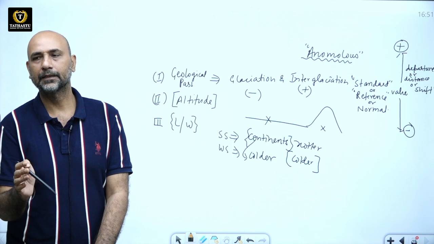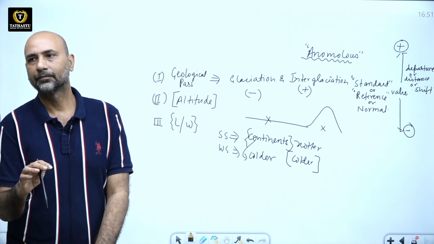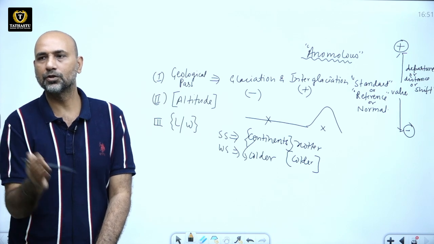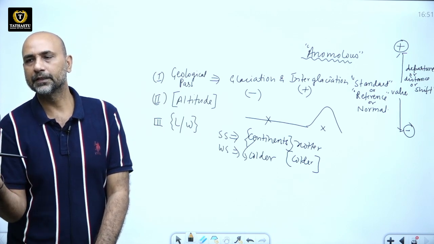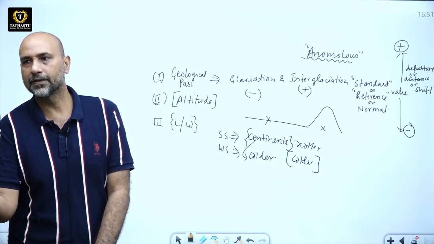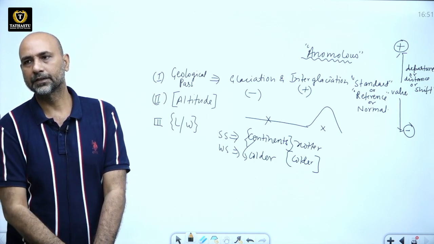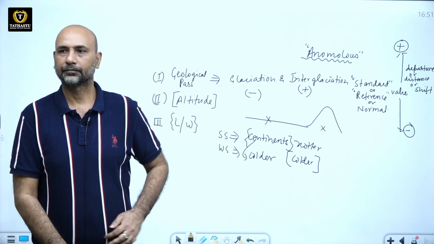Two places, same latitude, okay? One is deep inside continent, one is close to oceanic surface. During winter season, continental surface is going to be colder, and during summer season, continental surface is going to be hotter.